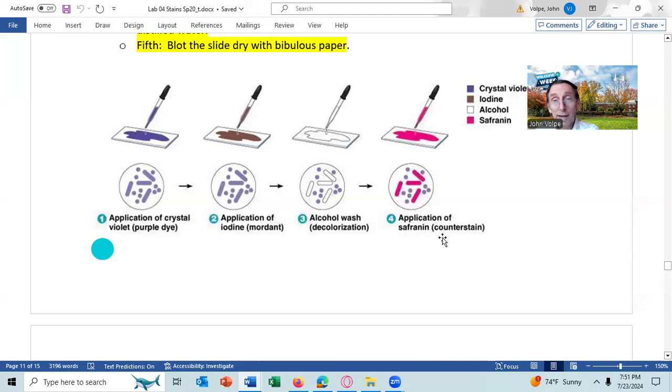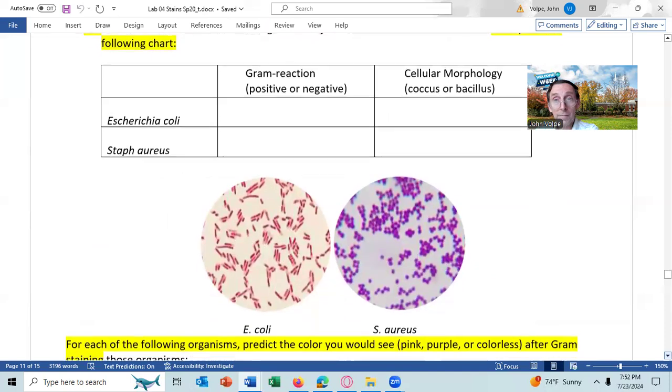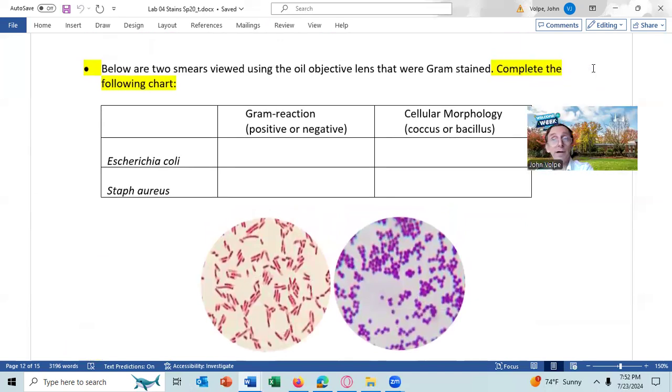Any question about that? Now remember, the safranin is getting into all the cells. We just do not see the safranin with our human eye. That's just because the purple is a more intense color, and that's the only color the human eye sees. With the electron microscope, you could see different colors.